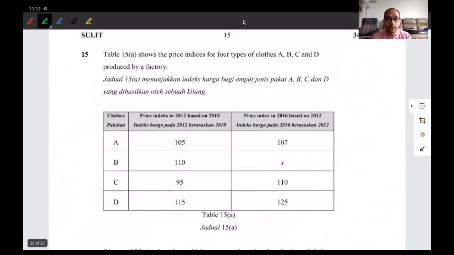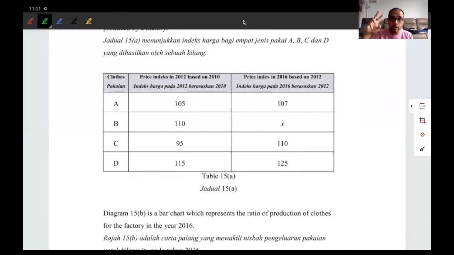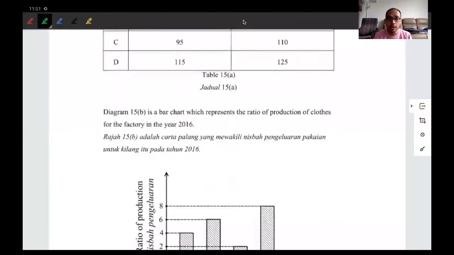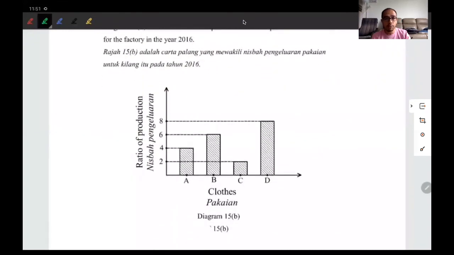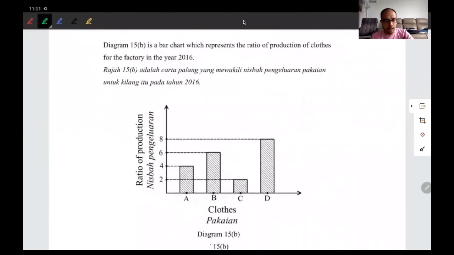So this is an index number question. If you take a look at the table, now you're given 2012 and 2010, and 2016 based on 2012. And then this is the 2016 weightage. So A is 4, B is 6, C is 2, and D is 8, with a total of 20. Take note of this first, because weightage is definitely for a composite index.